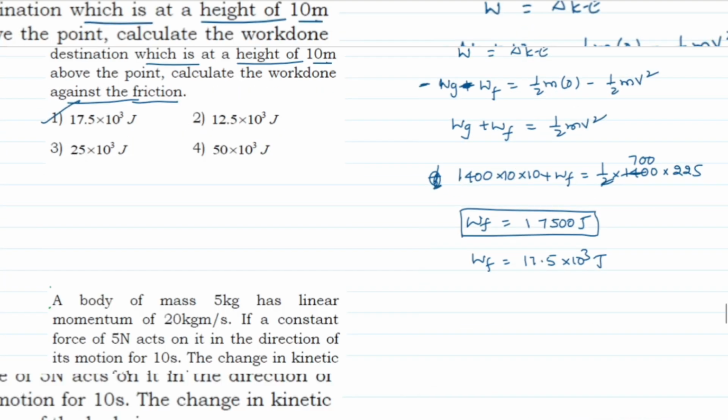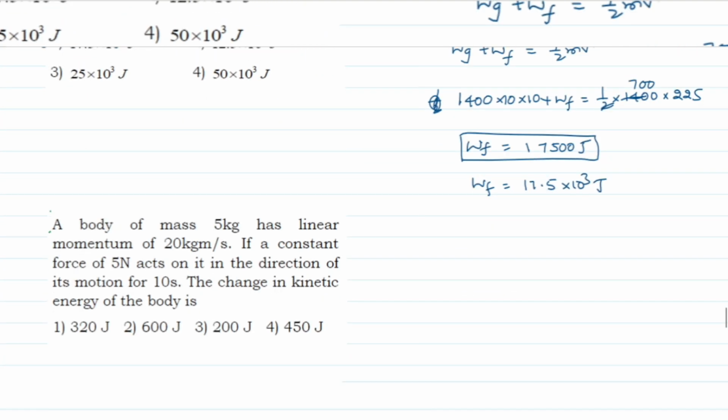Let us see the next question. A body of mass 5 kg has a linear momentum of 20 kg meter per second. If a constant force of 5 newtons acts on it in the direction of the motion for 10 seconds, they are asking for the work done. Initially its momentum is 20 kg meter per second and its mass is 5 kg. Initial velocity we don't know, u equals 20 by 5, so the initial velocity we will get as 4 meter per second.